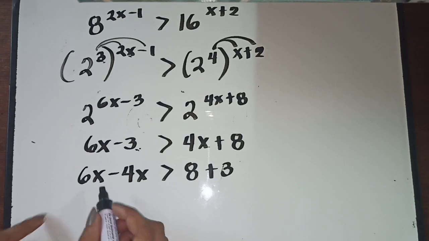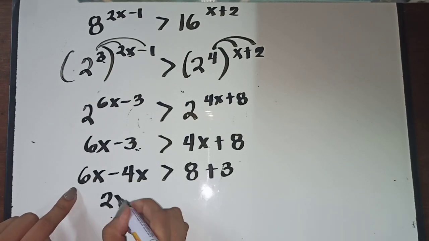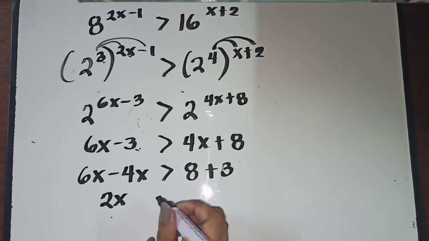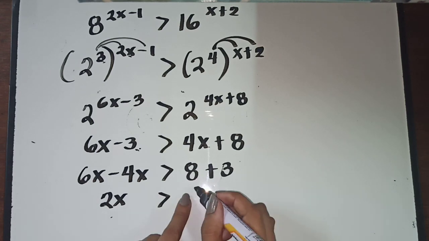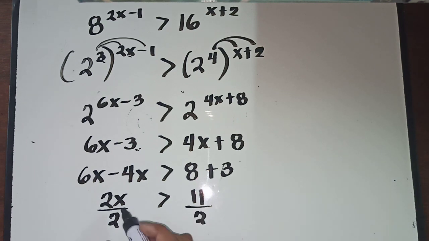Okay, so next, 6x minus 4x is 2x. Inequality which is greater than 8 plus 3 is 11. Again, x lang yung kailangan mo. So, ibig sabihin, kailangan tanggalin mo lahat ng kasama ni x. So, you need to eliminate this 2. So, divide both sides by 2. So, over 2. Cancel. Okay.